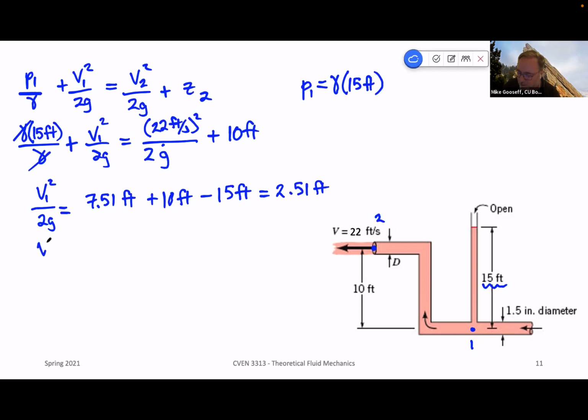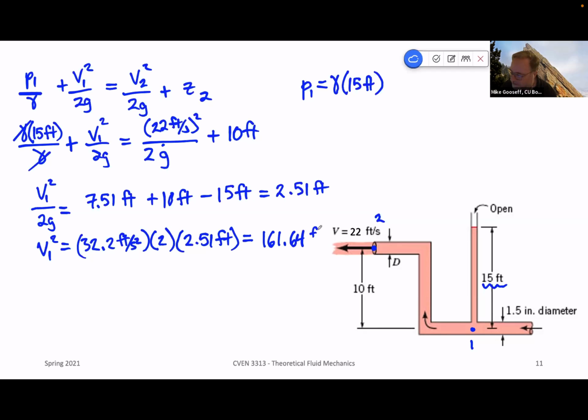So V1 squared is equal to 32.2 feet per second squared times 2. I forgot my 2 in the front there. And then times 2.51 feet. And that comes out to a value of 161.64 feet squared per second squared. If I take the square root of that, I end up with 12.7 feet per second.